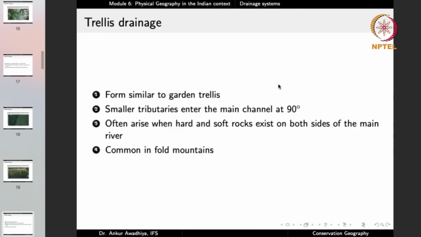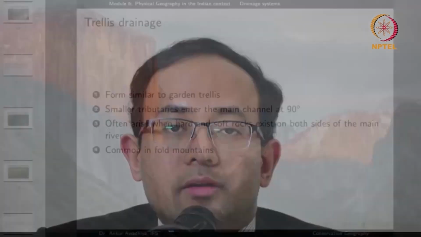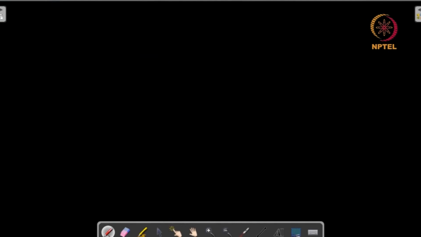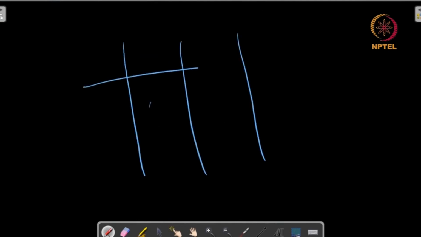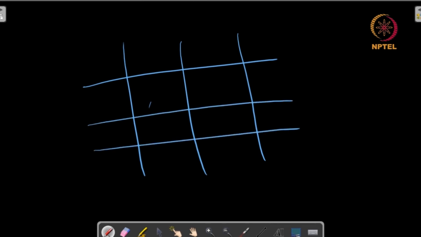Next we have the trellis drainage. Trellis refers to the structure of a garden trellis. So what is a garden trellis? If in your garden you have, say, climbers, climbers need to be provided with a certain amount of support. And typically the support is provided in the form of a pattern that looks like this. So you can have this structure, and if you give it to the climber, then the climber will climb like this. So this is a trellis pattern.